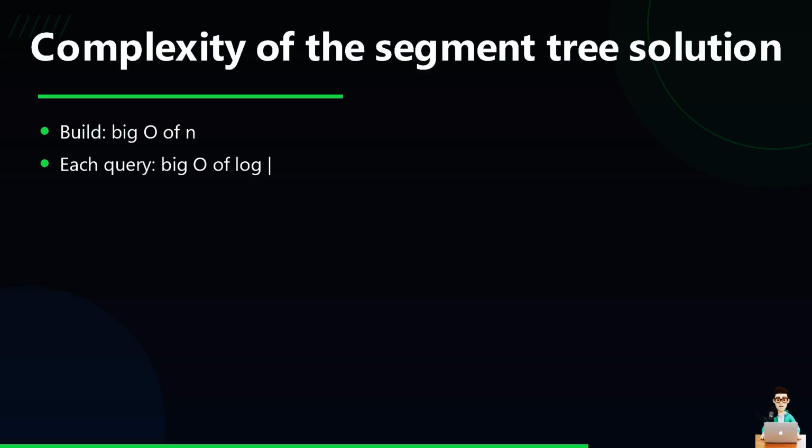Building the tree once costs big O of n. Every query after that is big O of log n, since we only touch one path from leaf to root. With k queries, total time is big O of n plus k log n, and space is big O of n for the tree itself.